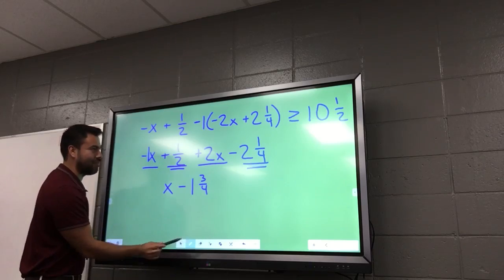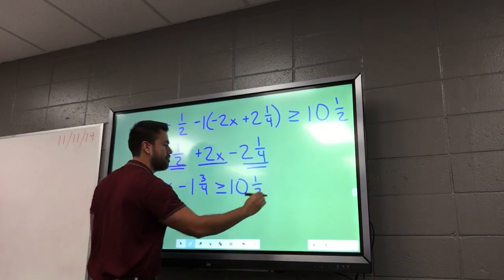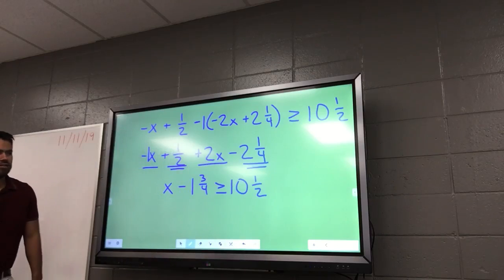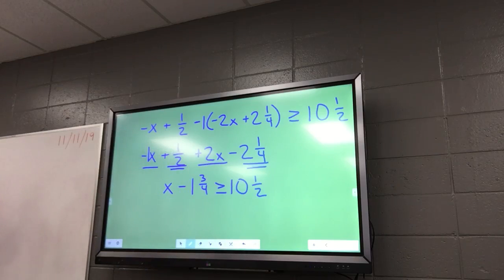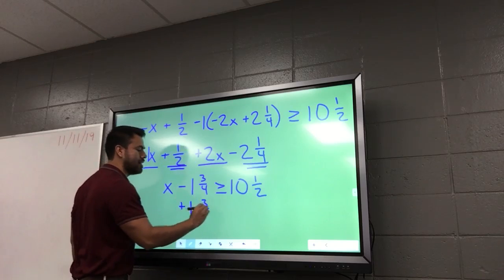Is greater than or equal to 10 and a half. All right, so what do you do to both sides? Both sides, that's always the answer. No, what do you do to both sides? Add 1 and 3/4.